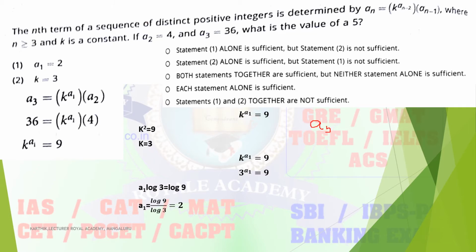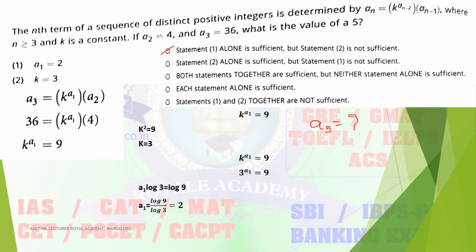The question is you have to determine the value of a5. So a5 is nothing but, you can easily determine the value. Here they are not asking you to find the answer, just whether it is possible or not. If you know the value of k as well as a1, you can easily determine the value of a5. So from the first statement alone you can answer the question.